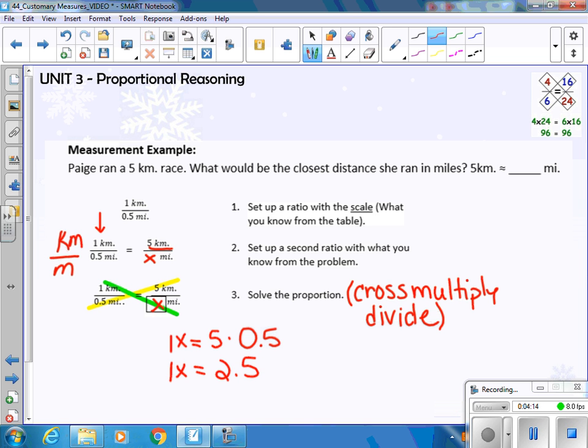So we're going to get 2.5. And then we need to look at what our answer is. We already had kilometers. Our x is next to the miles, so we know that our answer is going to be 2.5 miles. The other thing to make sure is that you're labeling every answer that you have, and make sure your label makes sense. Go back and reread the problem. Paige ran a 5-kilometer race. What's the closest distance she ran in miles? Again, we're looking for miles. So when you label your problem, make sure you're indicating what it is that they're asking.